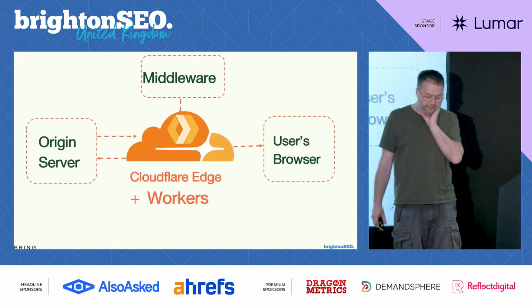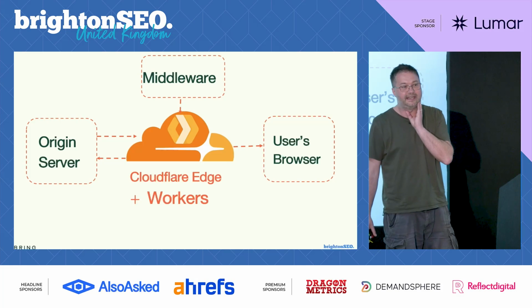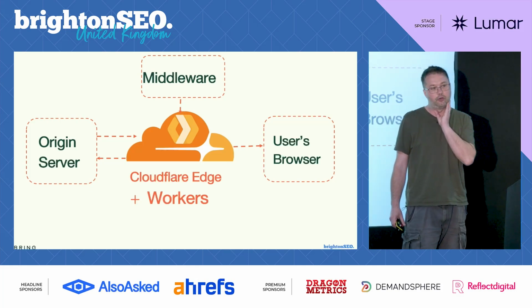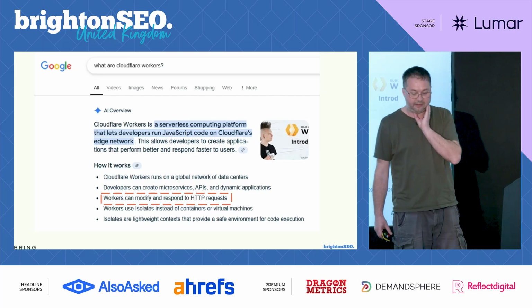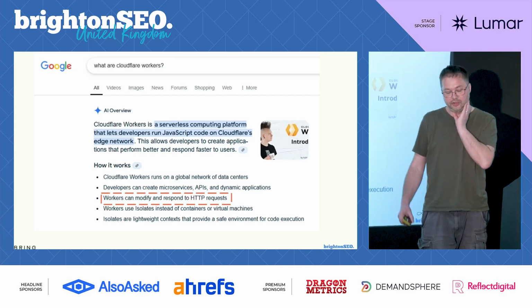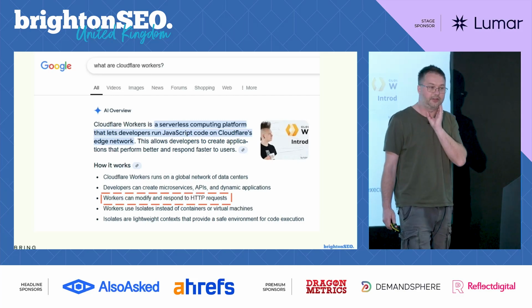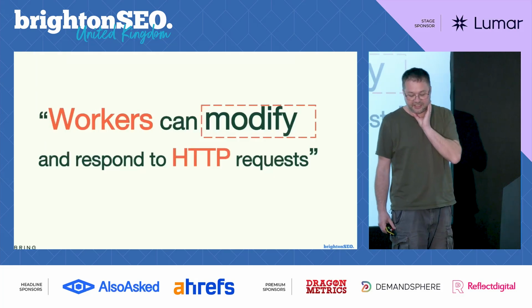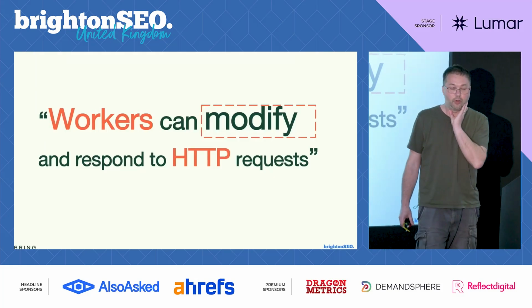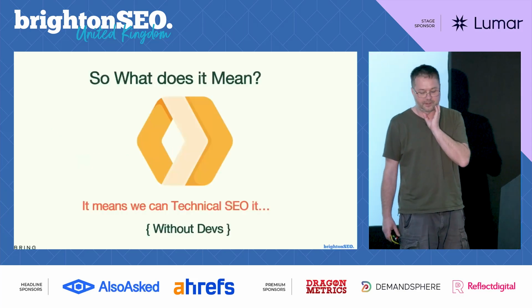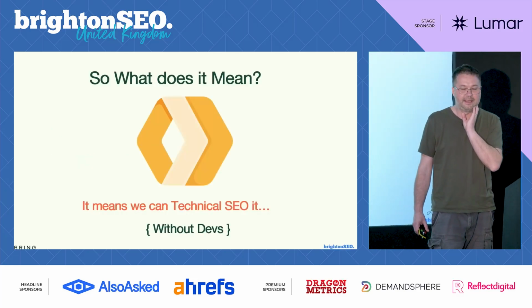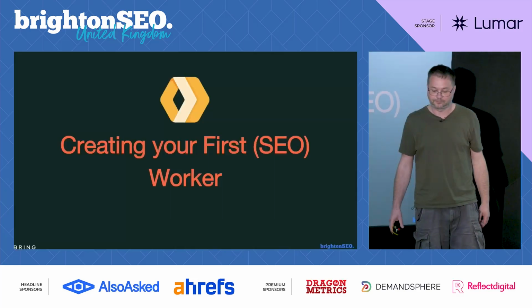So Cloudflare, most of you know what Cloudflare is, but it's a middleware essentially between your website server and your browsers. What are Cloudflare Workers? I'm not going to go into too much detail, but you can do the Googling for yourself. But essentially, this is what we need to know. Workers can modify and respond to HTTP requests. So what does that mean? It means we can technical SEO it.